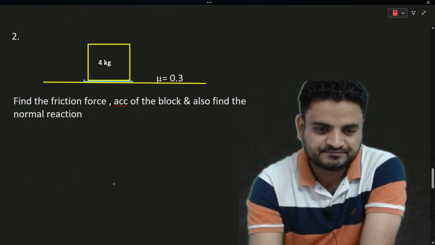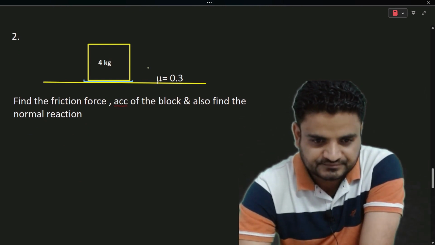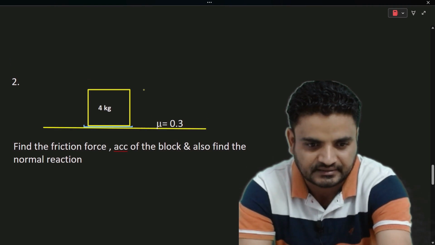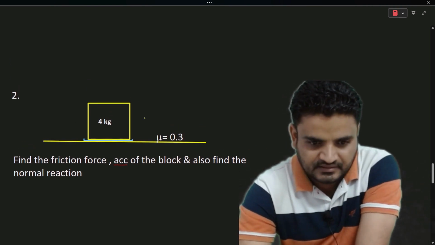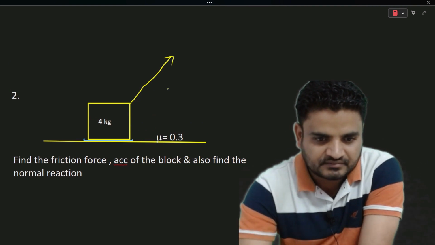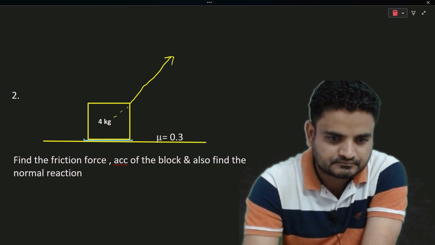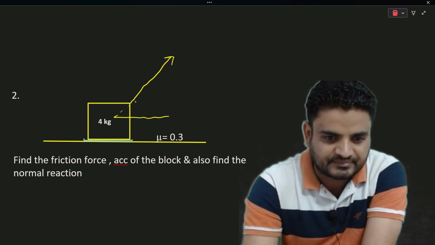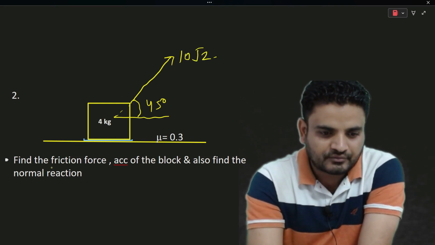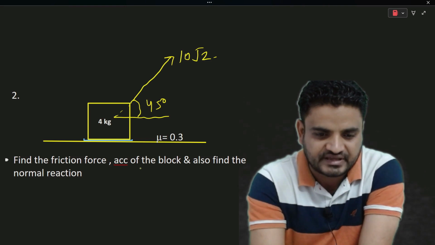Let's discuss the next question. There is a block and suppose on this block a force is acting at some angle. I will draw it. Let the force act at some angle, let this angle be 45. Clear? And this force, let's suppose, is 10 root 2. Now the question is find the friction force, acceleration of the block, and also find the normal reaction.